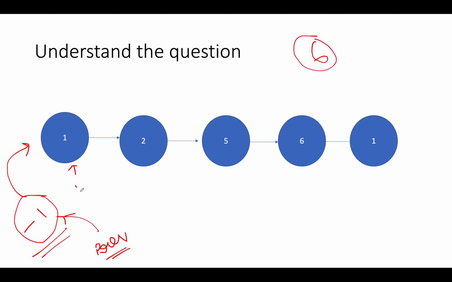We check if the iterator node value is equal to the value that needs to be deleted. It's not equal, so we'll progress ahead and increment both the iterator and the previous node. So the iterator now points to 2 and the previous node points to 1. Again we'll check, is 2 equal to 6? It's not, we'll proceed ahead. The iterator now points to 5 and the previous node now points to 2.